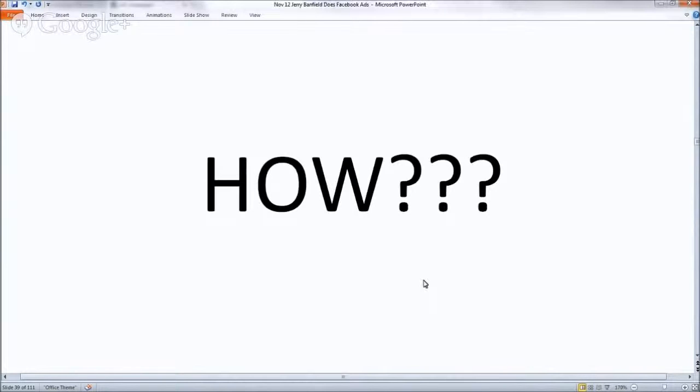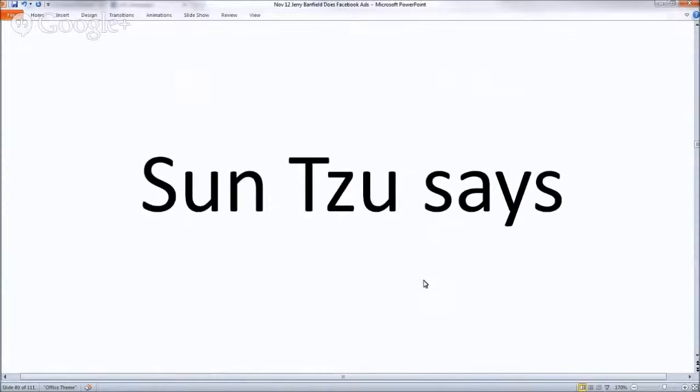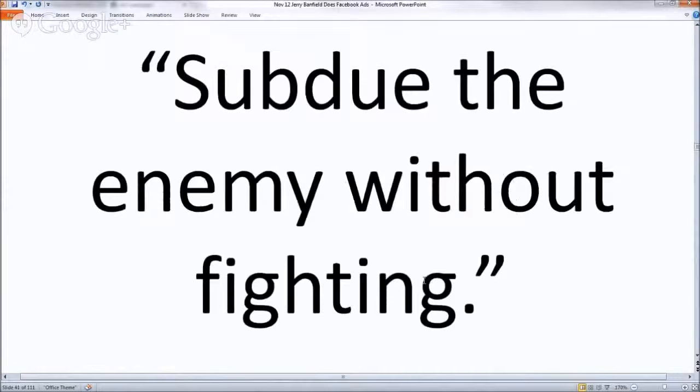Now it's time for me to show you how, because a lot of you were probably sold on the why before I described it. But it's important to cover why when we do things. Because why do we do anything? If there's no why to what you're doing, then why bother? But now that you know why, here's the how. The key philosophy behind the how is, as Sun Tzu says, you want to subdue the enemy without fighting.